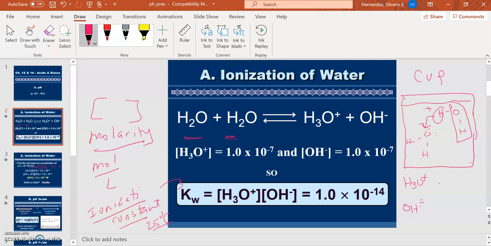Because of that, if we drop a sensor into this cup of water that measures the molarity, we'll see that the concentration of these two ions is the same, 1.0 times 10 to the negative 7. Which brings me to the next point that I wanted to make.